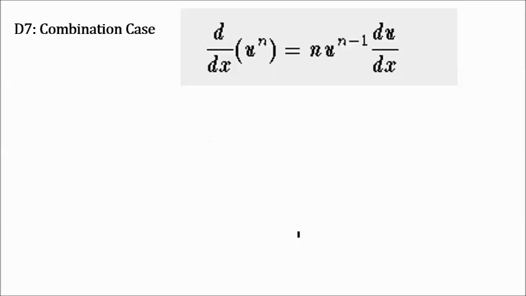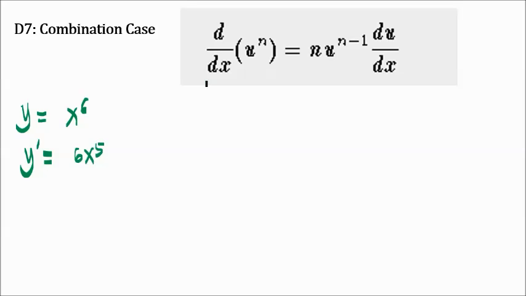So another one is the combination case. For example, you have the derivative of u raised to n. Then the derivative is n u raised to n minus 1, then du over dx. So this is very similar to the derivative number 2, for example. But in derivative number 2, we have this case, for example, x raised to 6. Then the derivative of this for the derivative number 2 is 6x raised to 5, right?